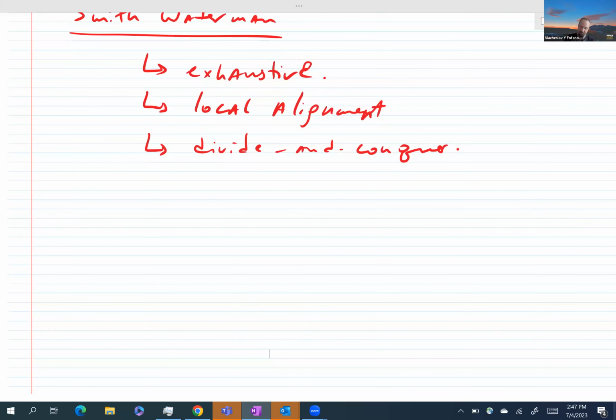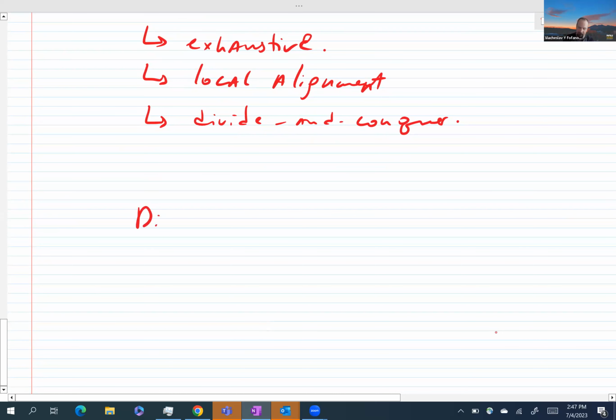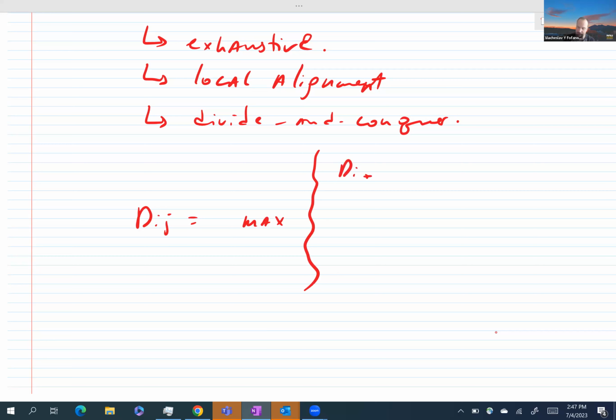filling out the matrix. So Dij is going to be picking from a maximum of now, instead of 3 possibilities, 4 possibilities. There's still a diagonal move, Di-1,j-1 plus whatever matches. So this is when you're using up both characters from both the strings. There's still a vertical move, Di-1,j plus the gap. And there's still the horizontal move, Di,j-1 plus the gap.